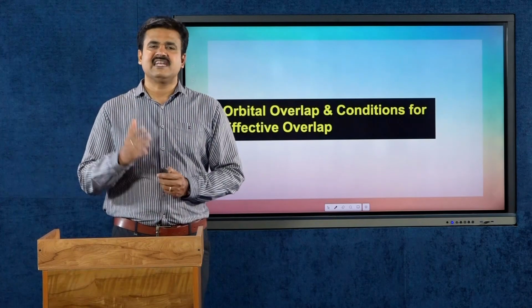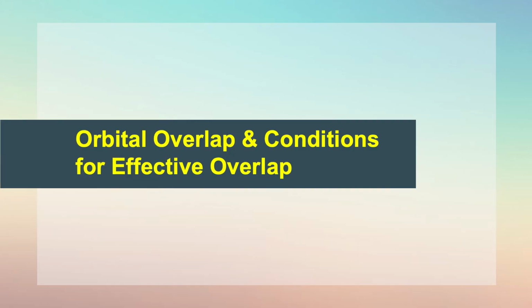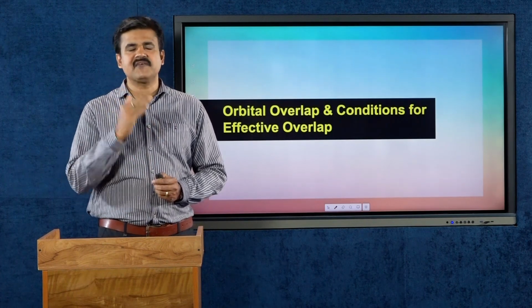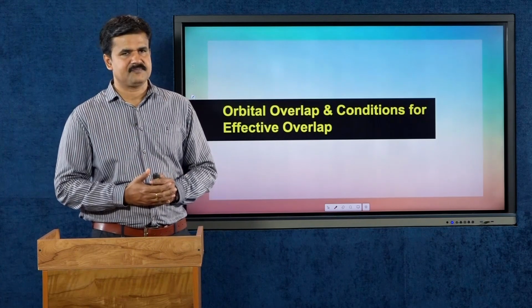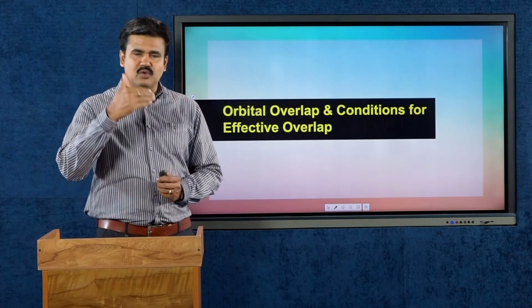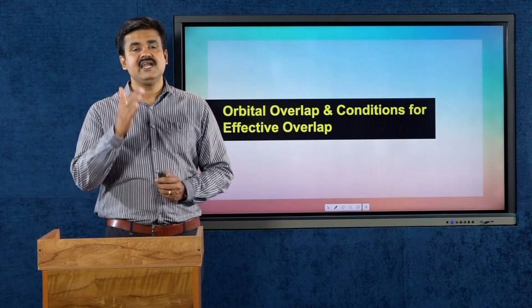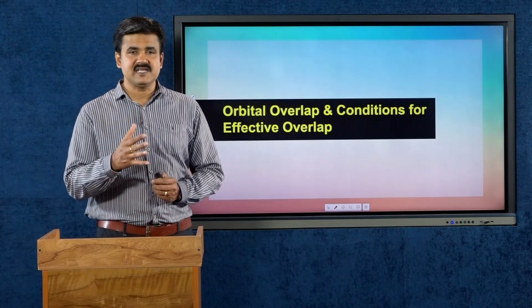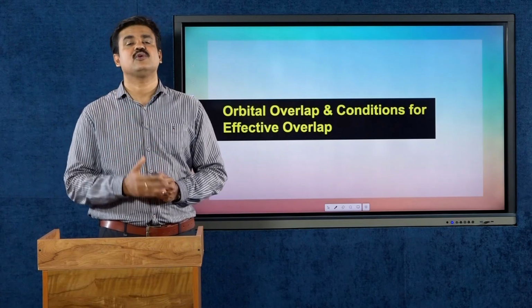First of all, we are entering into the most important aspect of the valence bond theory, that is nothing but orbital overlap and conditions for effective overlap. We already noted the fact that the strength of a covalent bond depends on the extent of overlap between the atomic orbitals. Now we are focusing on the orbital overlap and the conditions that lead to effective overlap. Only effective overlapping can lead to the formation of a stable covalent bond. That's why the condition for effective overlap is highly relevant as far as orbital overlapping is concerned.